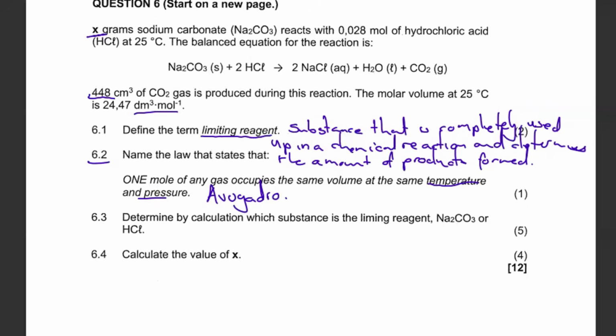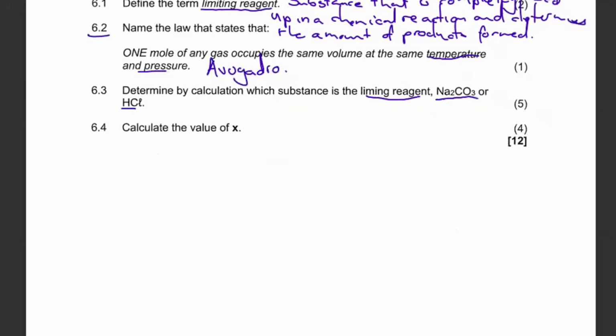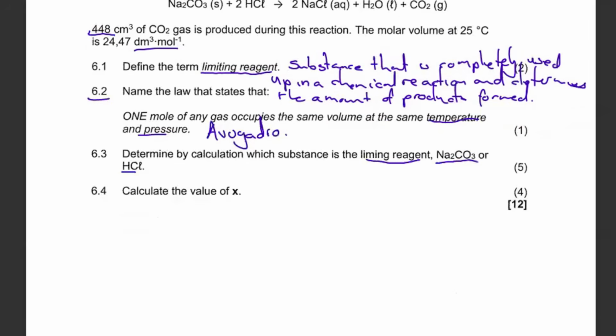Then by calculations, we've been asked to determine which substance is the limiting reagent. So it's between Na2CO3, which is your sodium carbonate, and your HCl, which is your hydrochloric acid there. Therefore, now let's work this one out. To start with, we are given the volume, which is 448 cubic centimeters of what? Carbon dioxide.